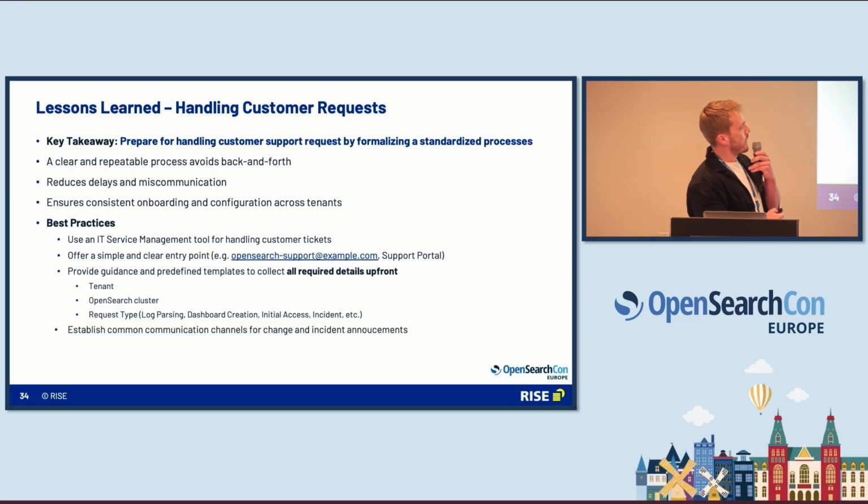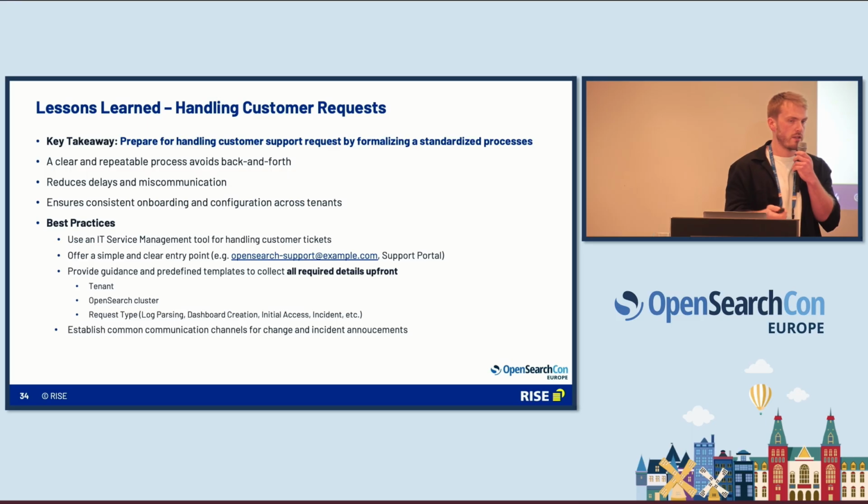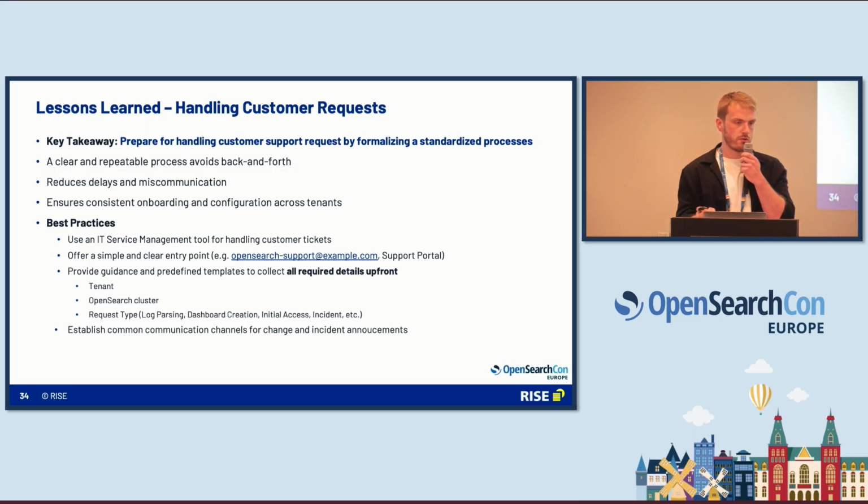Try to offer a clear and simple entry point so users know where to reach you, and also provide guidance by using predefined templates to collect all the required information up front. So you'll need to know what tenant you are talking to, what OpenSearch cluster the tenant is referring to, and what type of request the tenant wants you to do. We also find it quite useful to establish a common communication channel for change and incident announcements, so tenants know where to look first when something goes wrong.